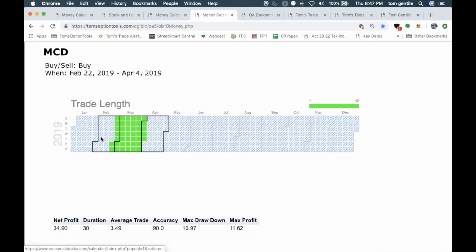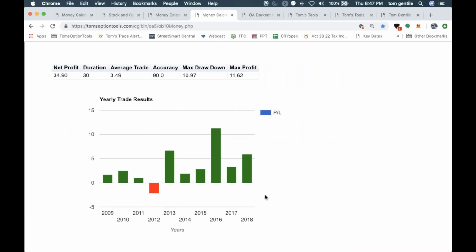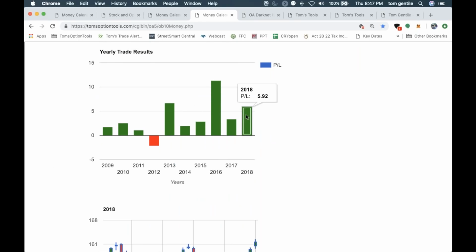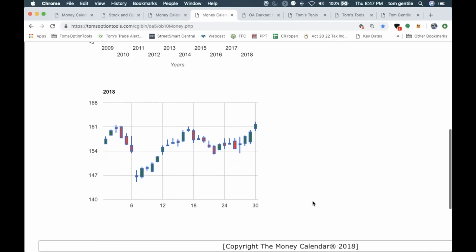McDonald's has a pattern that happens from February 22nd, that's tomorrow, to April 4th. That's a long-term pattern, so we have to look at a couple of things. All right, how well has it been doing? About 5 points, nothing huge on the average. That's good to know. What did it do last? It did almost 6 points last time we looked at it.